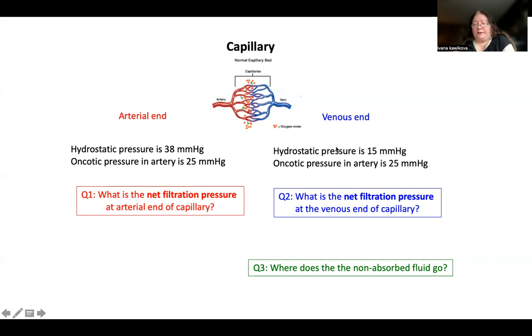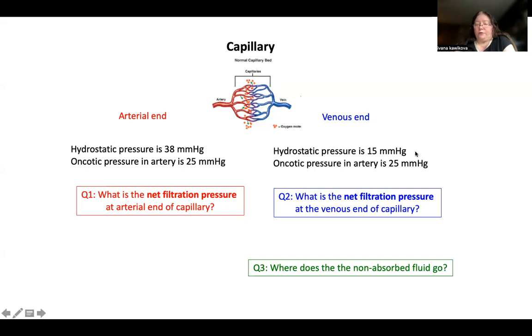At the venous end, you may have lower hydrostatic pressure, so 15 millimeter mercury, and oncotic pressure remains the same as it was in the first case, so it's 25. So now 15 minus 25 gives you negative 10, and so the net filtration is negative 10, and therefore it is the absorption of the fluid.